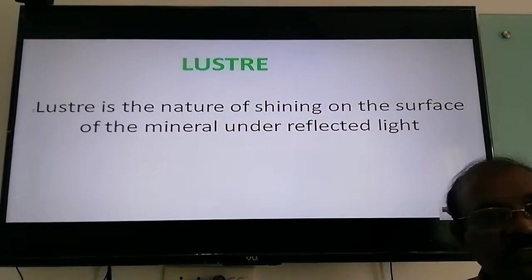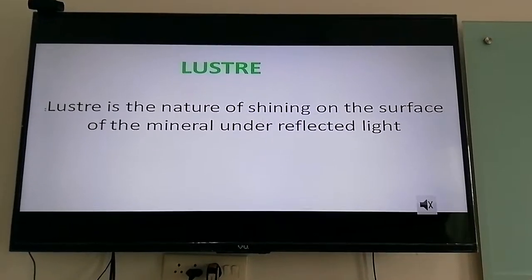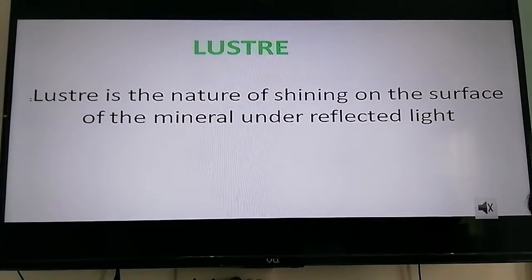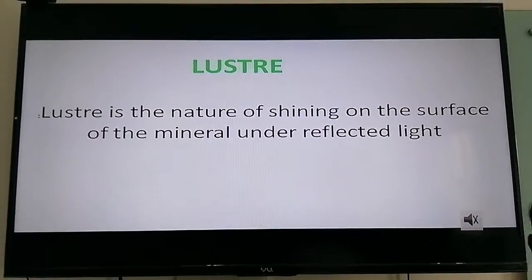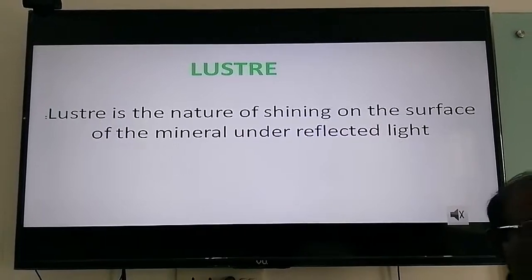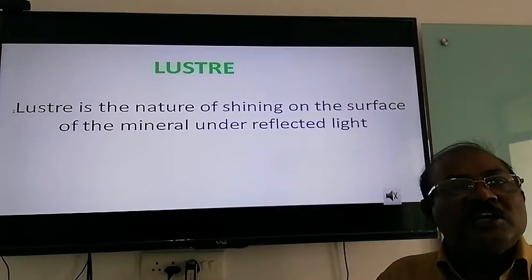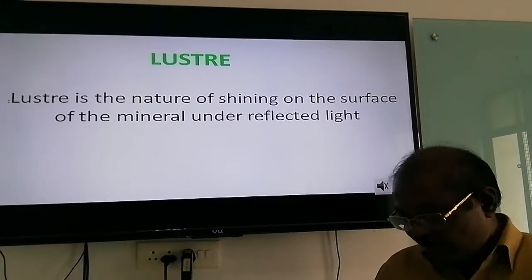The next feature is luster. Luster is the nature of shining on the surface of the mineral under reflected light. So a mineral is to be studied under reflected light, how it is shining, that is called luster of the mineral.